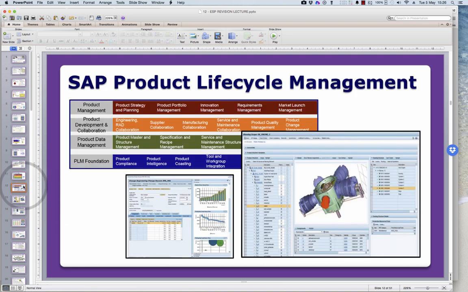Okay, so now here we've got product lifecycle management. So there's the drawing of an engine here, and there are bills of materials which made it up. You've got change records showing what bits of it have been moved in and out, where you've made a change to how it works.